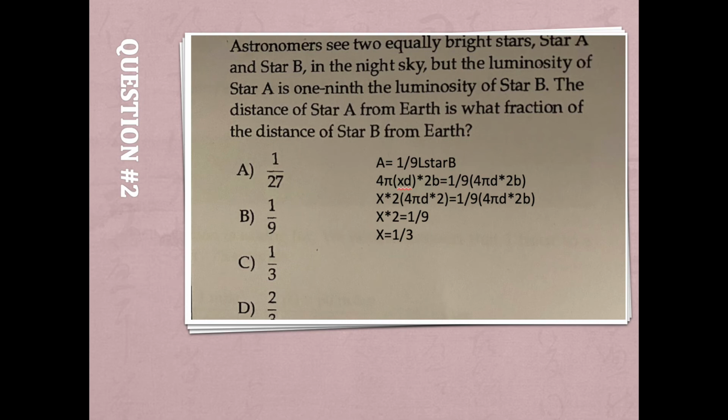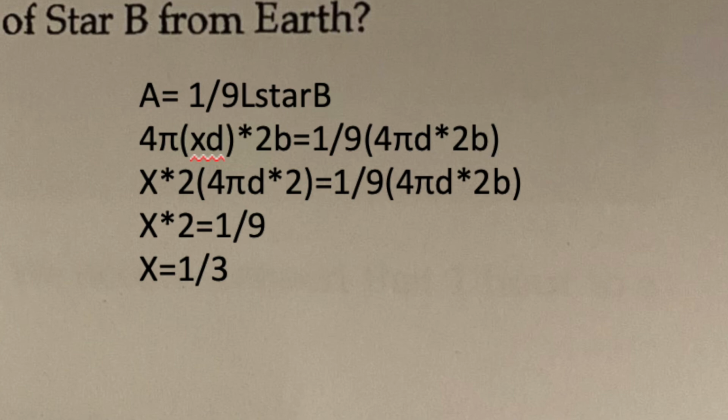Our next example states that astronomers see 2 equally bright stars, star A and star B, in the night sky, but the luminosity of star A is 1/9 of the luminosity of star B. The distance of star A from Earth is what fraction of the distance of star B from Earth? Now, as we did before, the first step we're going to do is translate this to math.